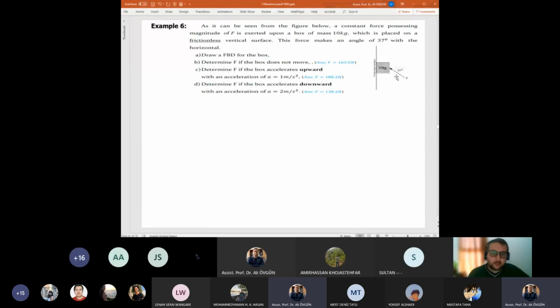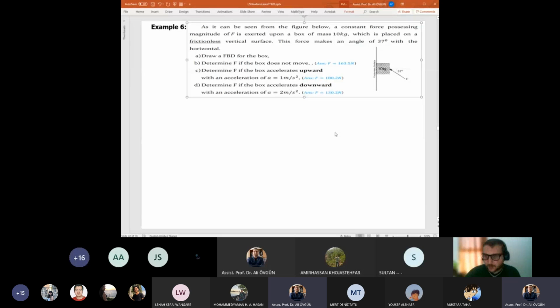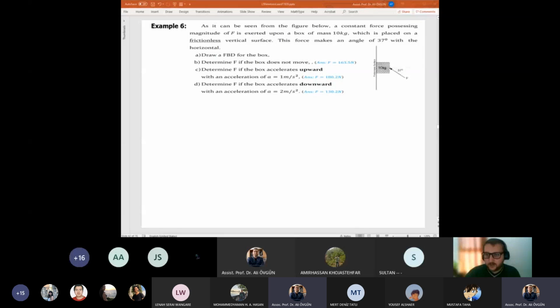Determine the F if the box doesn't move. Determine the force if the box accelerates upward with an acceleration of a 1 meter per second square. Determine the F if the box accelerates downward with an acceleration of a 2 meter per second square. Okay, so let's look at this example.